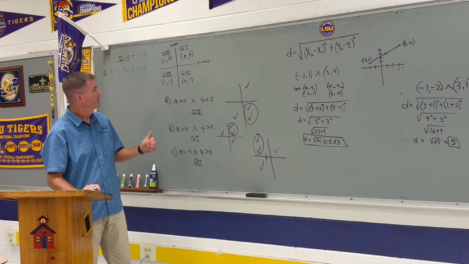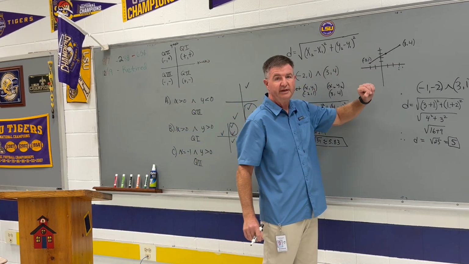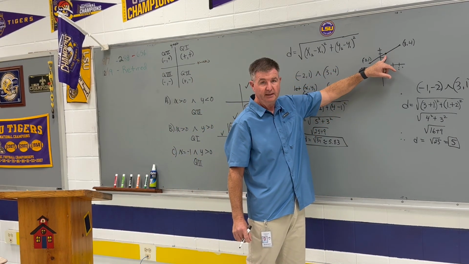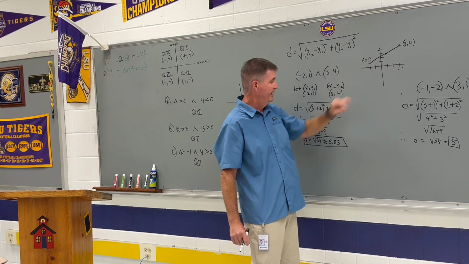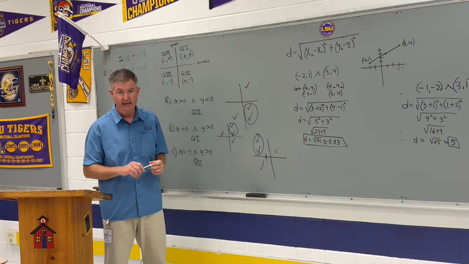So again, we have the coordinate plane, the distance formula to find the distance between 2 points, the midpoint formula to find what the middle point would be, which is the average, and what quadrant does the coordinate lie.